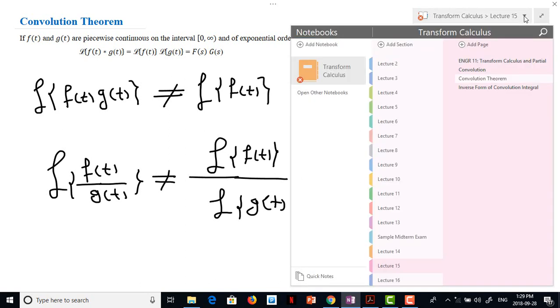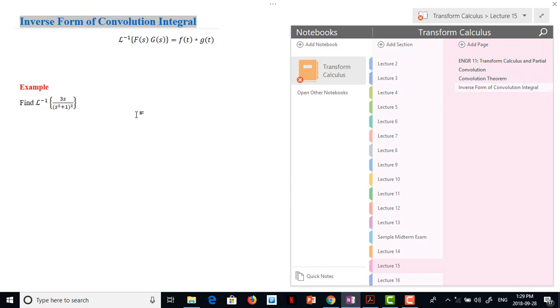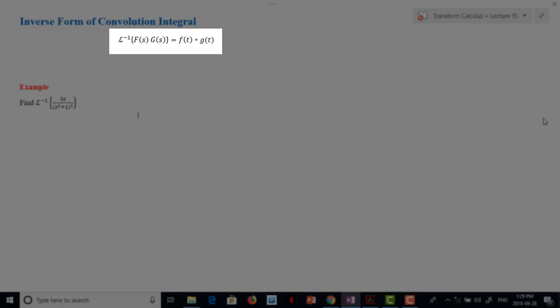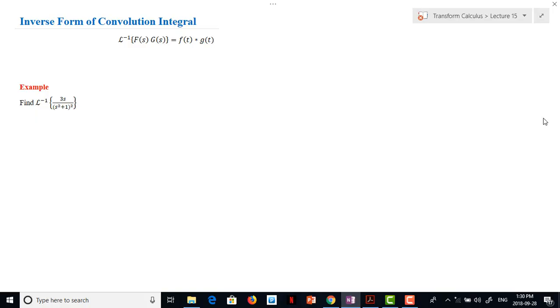For example, let's solve one example. At first we have to know the inverse form of the convolution integral. Based on the inverse of convolution, the Laplace inverse of F(s) times G(s) is equal to the convolution of f and g, or f star g. Now we solve one example.